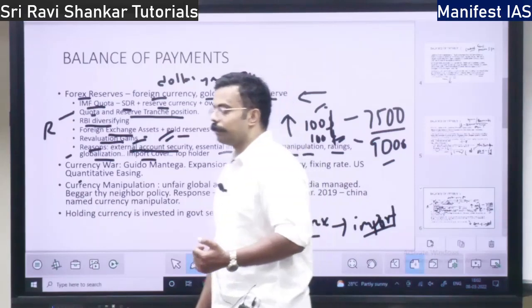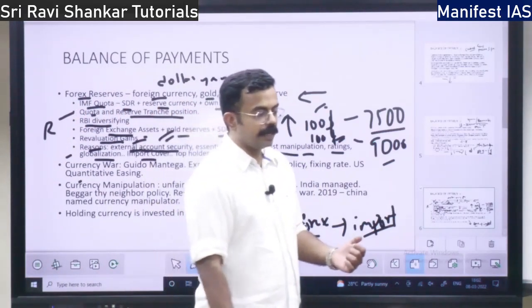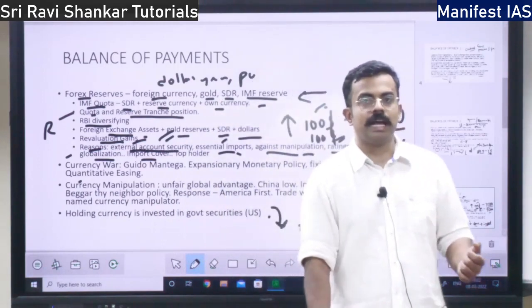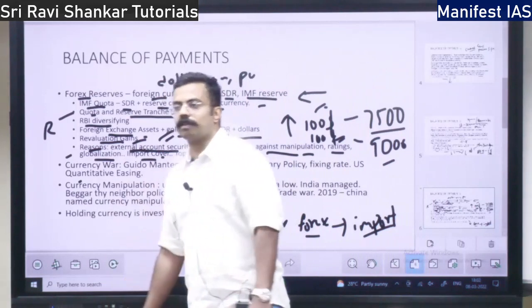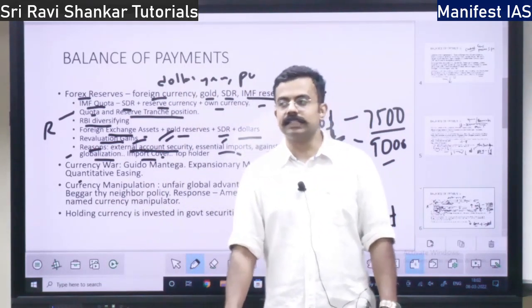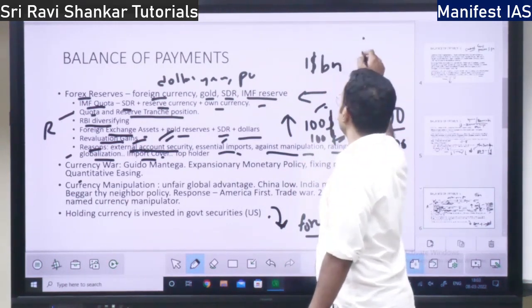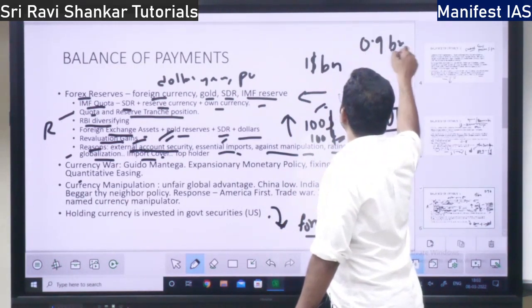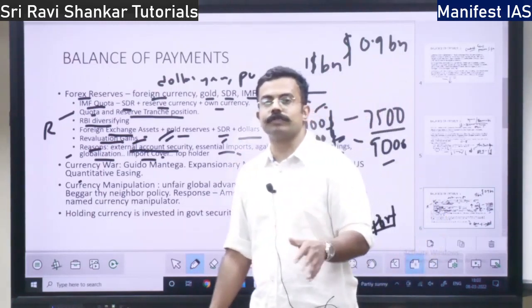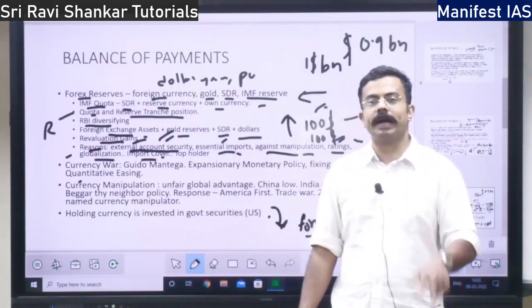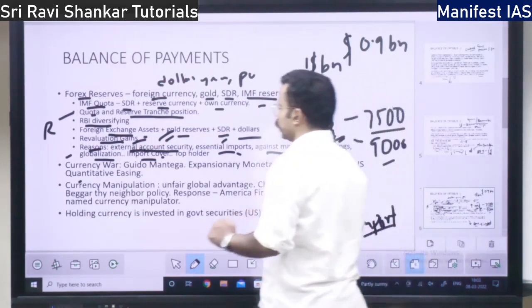You have the concept of Gulf War. During the Gulf War, suddenly our forex reserve depreciated. Our import cover was very less. How much? We just had $1 billion of forex. Not even 1 billion, $0.9 billion. We had money just to buy 2 weeks of oil for the country, right? So that is import cover.